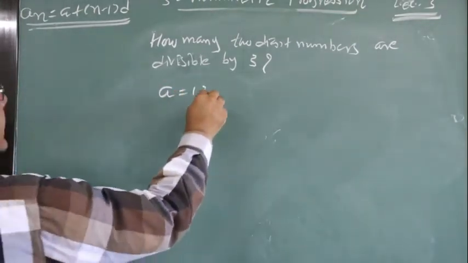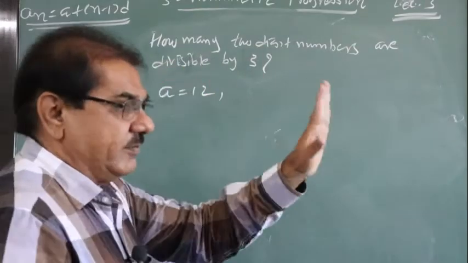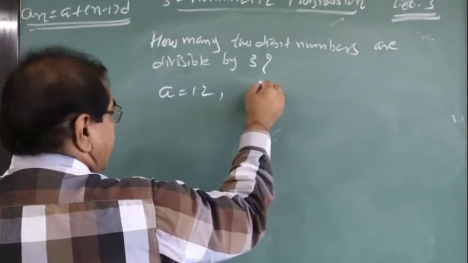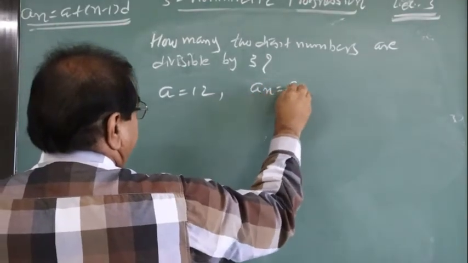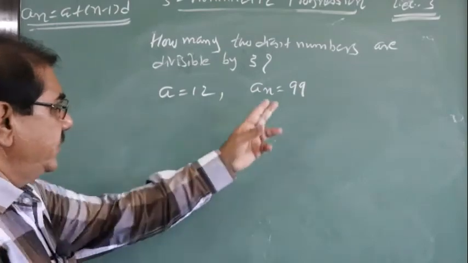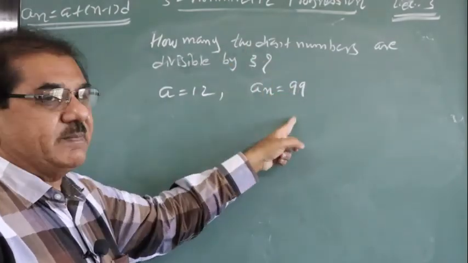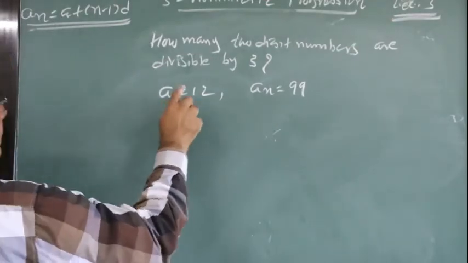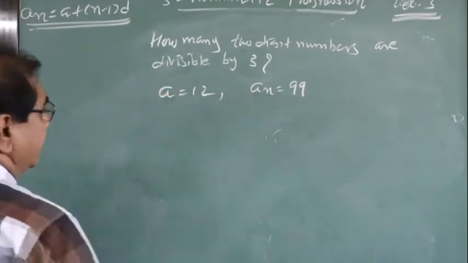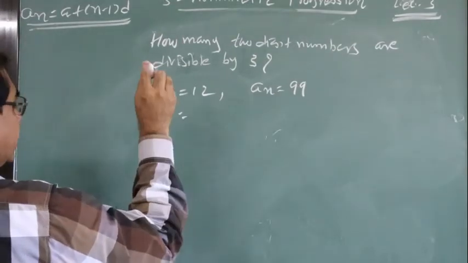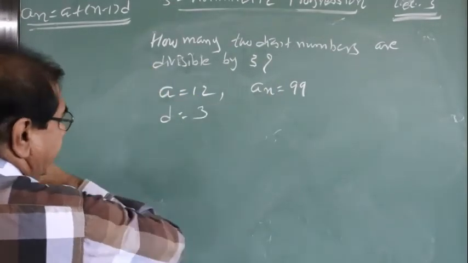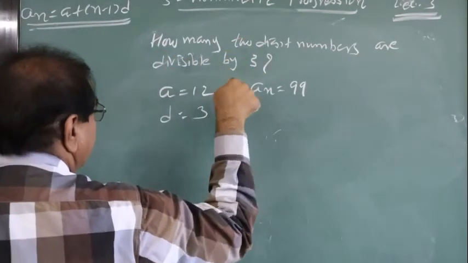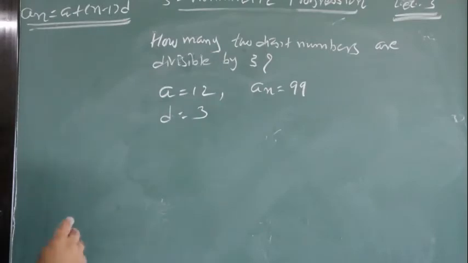Okay? Then the biggest 2-digit number which is divisible by 3, you can check, is 99. It is a 2-digit number and divisible by 3. After that, 100 becomes 3-digit. So now we have the first term and the last term. And what can be the difference? It is a multiple of 3, so the difference will be 3. So we want to find out how many numbers, the number of terms n.